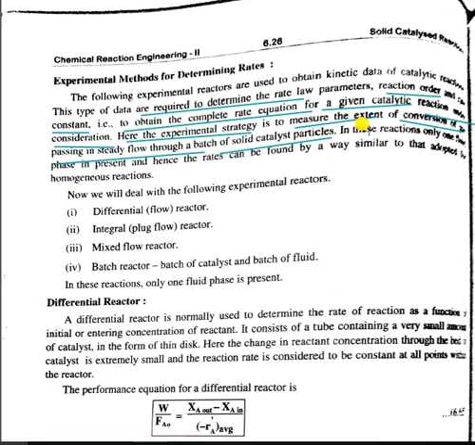So the experimental reactors are: first, the differential or flow reactor; second, the integral or plug flow reactor; third, the mixed flow reactor; fourth, the batch reactor. So batch of catalyst and batch of fluid.